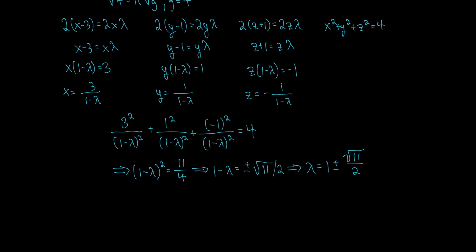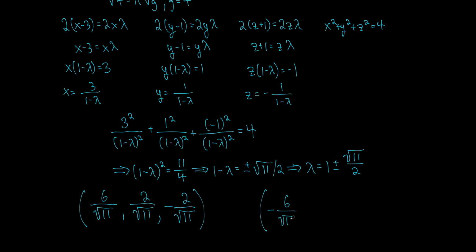If I plug in 1 plus or minus square root of 11 over 2, I could plug that in for x, I could plug that in for y, plug that in for z, and I'll get 1 point as 6 over the square root of 11, 2 over the square root of 11, and minus 2 over the square root of 11. And I get that the other point is minus 6 over the square root of 11, minus 2 over the square root of 11, and 2 over the square root of 11. So one of these has got to be the closest and farthest.